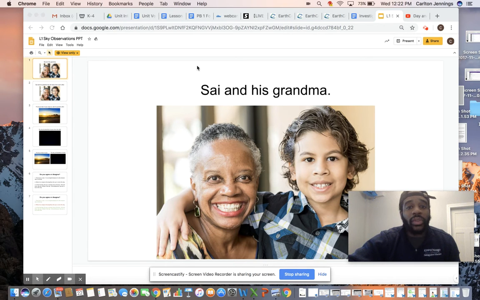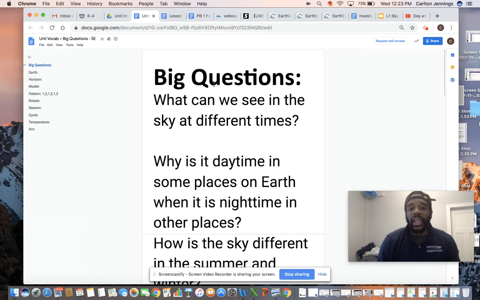So we're going to go back to our big question here. Our big question is, what can we see in the sky at different times? You don't need to look at the stuff below that. We'll get to that soon. But right now, we just focus on that first big question. What can we see in the sky at different times?